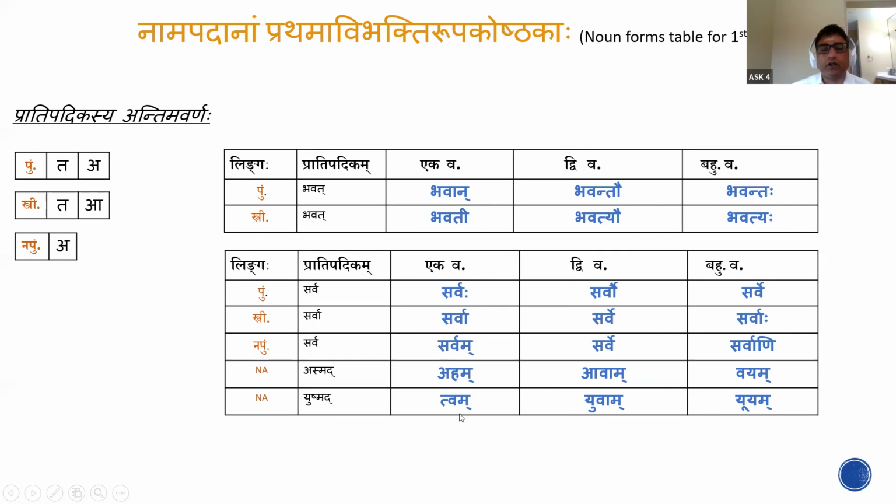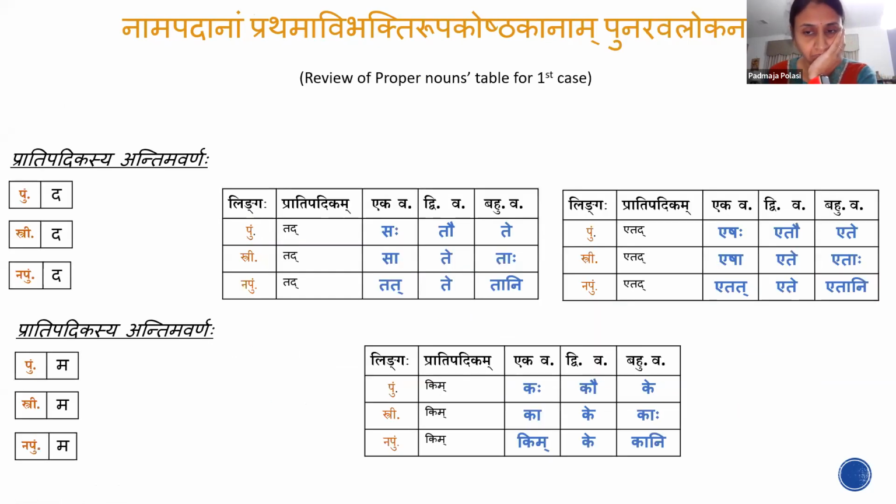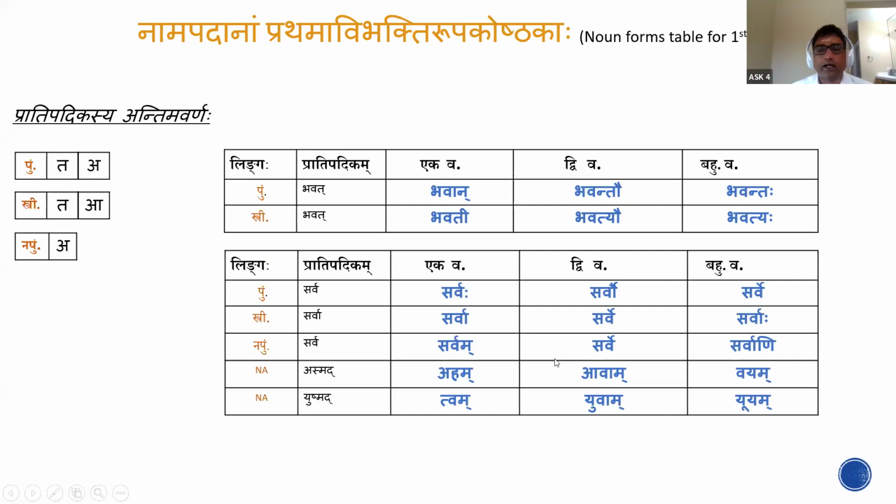Here, these are all similar. Who is not muted? Mute, please. Sarvaha, sarvau, sarve. This is similar to kaha, kau, ke. Sarvaha will follow that. Saha, tau, te. Sarvaha, sarvau, sarve, because it's pullingam. Now sa, te, taha: sarva, sarve, sarvaha, because Srilingam. Tat, te, tani: sarvam, sarve, sarvani. So this is exactly like saha, tau, te or kaha, kau, ke.